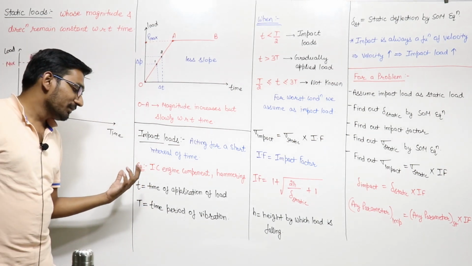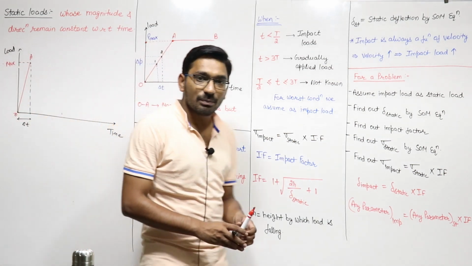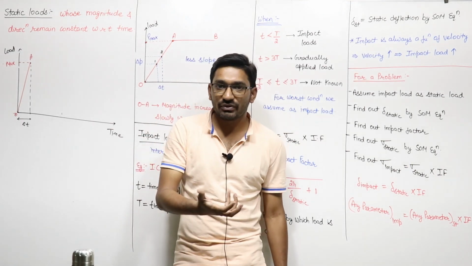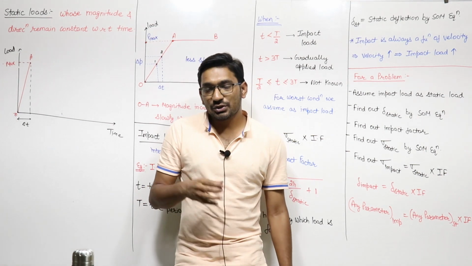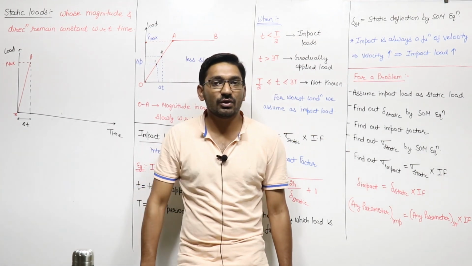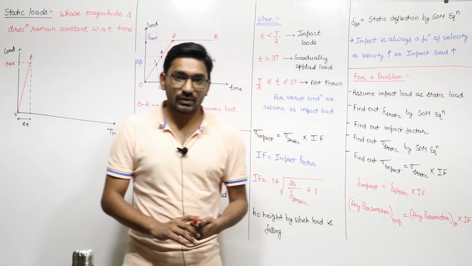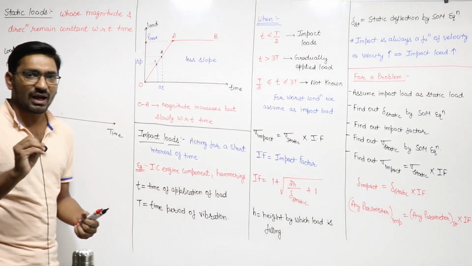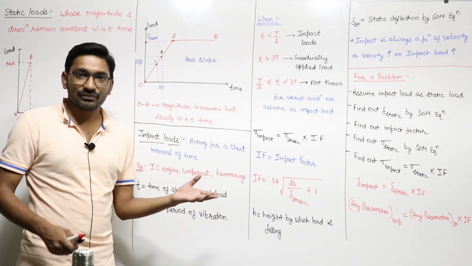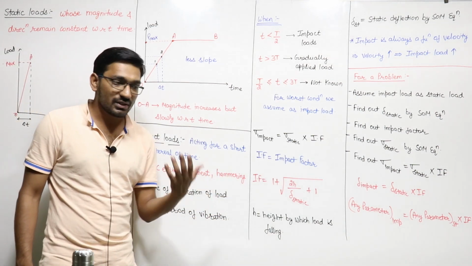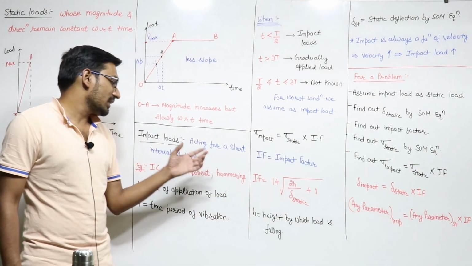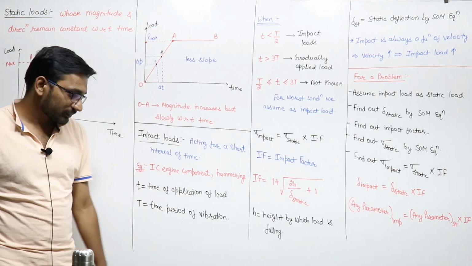For example, we have some IC engine components like the piston, connecting rod, crankshaft. So many components are there. The loads acting on the piston, crankshaft or connecting rod are impact loads, because for a very short interval of time loads are acting. Or you can say any hammering action. In manufacturing processes, a lot of hammering action is involved. That hammering action is a kind of impact load.